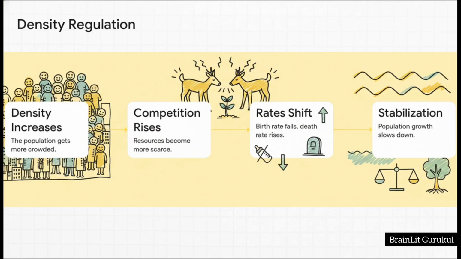As the population gets more crowded, density goes up, right? That means more competition for everything: food, nesting sites, you name it. That stress naturally makes the birth rate go down and the death rate go up. And what's the result? The population's growth slows down and things stabilize. It's like nature's own built-in thermostat.